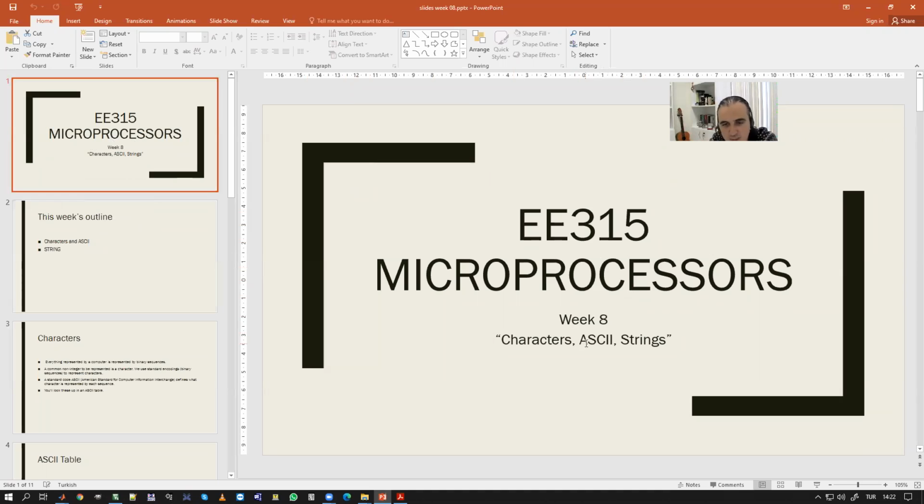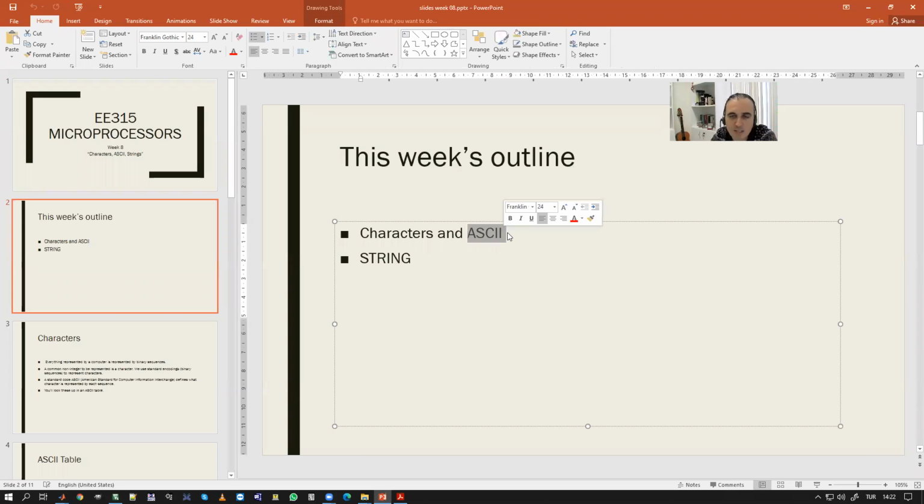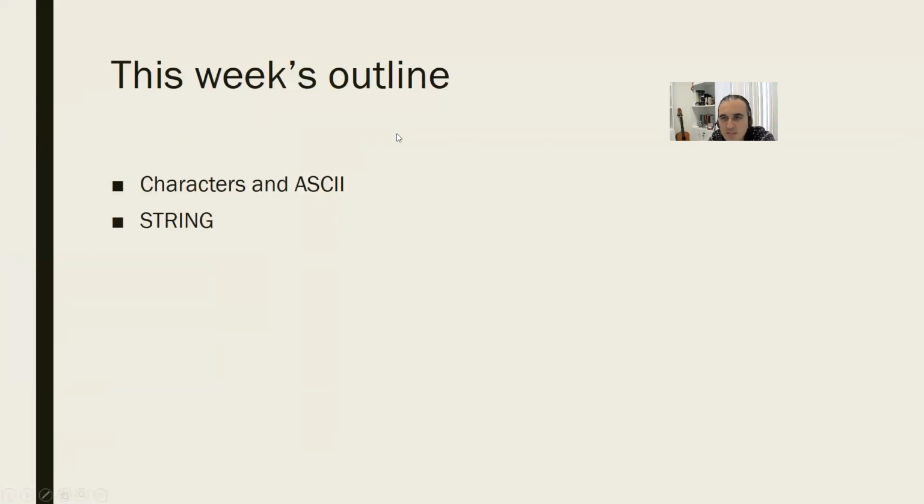So we continue with characters, ASCII, and strings. So guys, characters and ASCII. Maybe some of you may recognize ASCII, but I'm going to explain it. But you know what characters and strings are. Actually, this is a string. If you can read something on the screen, then that must be a string.